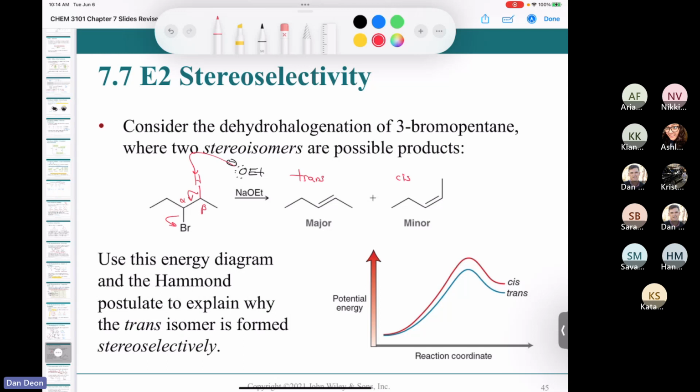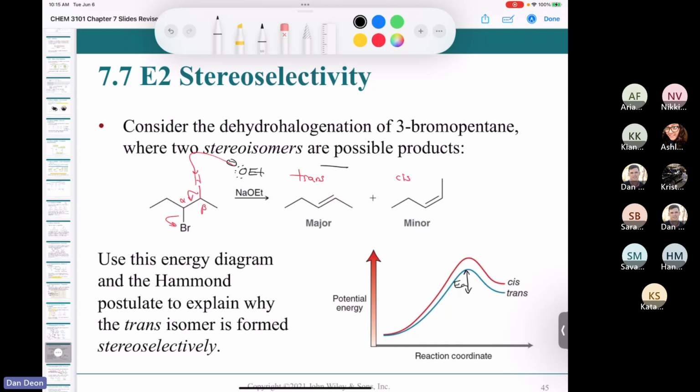And in this case, it says here that we're going to get the trans as being the major product. Why? Because it's not only the kinetic product, because it's got the lower activation energy. So trans is the kinetic product, but it's also the more thermodynamically stable. So we'll put here Ea.